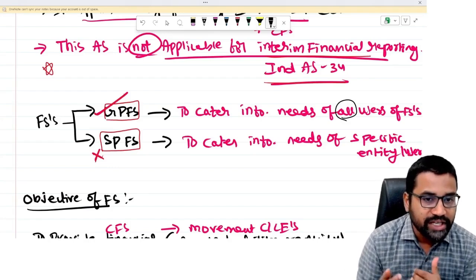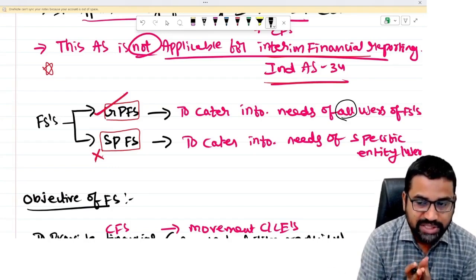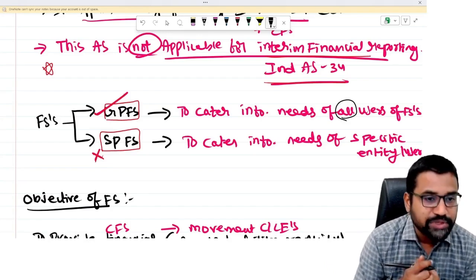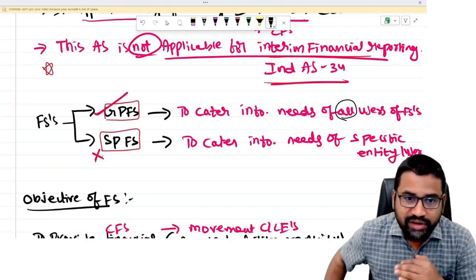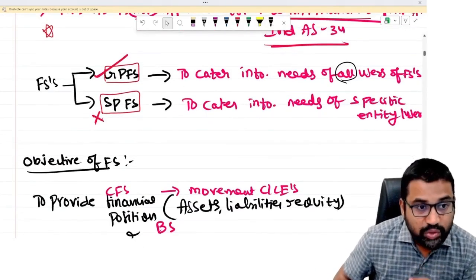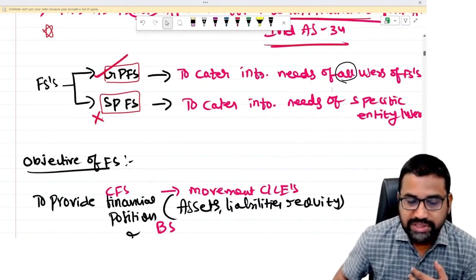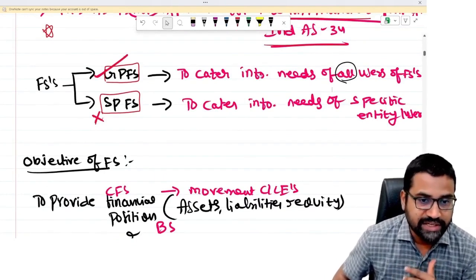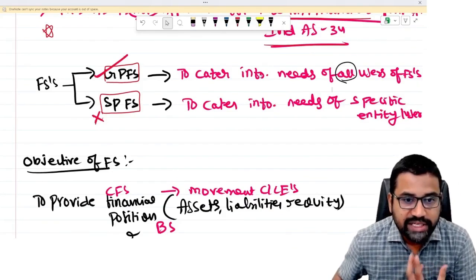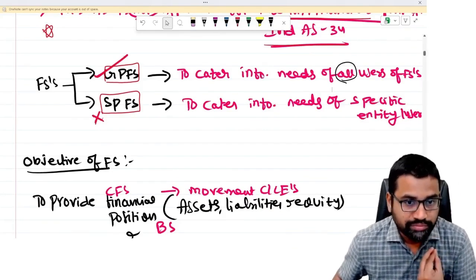Like every entity, at the end of the year they will prepare financial statements. That is general purpose financial statements. Now special purpose financial statements: to satisfy the information needs of specific users, we prepare financial statements. That is called special purpose financial statements. For example, we submit financial statements to a bank for a loan.